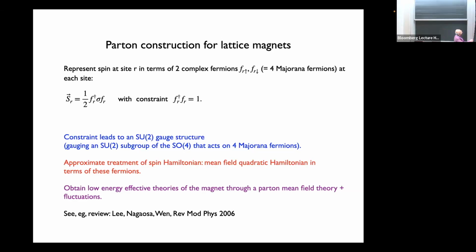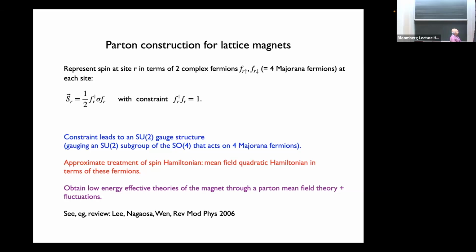We write it this way. And this is a faithful representation of the spin, so long as we impose a constraint that there's exactly one fermion at each lattice site. Right? So this local constraint leads to some gauge structure. So this representation in terms of fermions is a highly redundant representation, and I have to impose a constraint to get rid of the redundancy. Right? You can think of the constraint as leading to an SU2 gauge structure. If you wish, with 4 Majorana fermions, there's a natural SO4 action, and you're gauging an SU2 subgroup of the SO4, and then what's left behind is the other SU2, right?